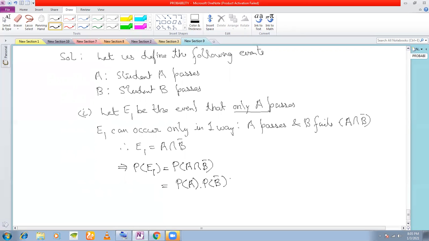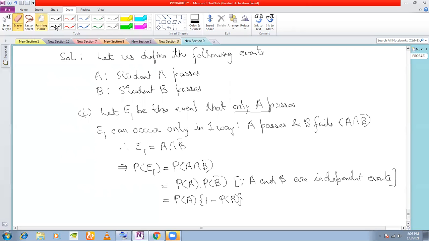Why? Because A and B are independent events. Why are A and B independent events? Because see, student A, student B, you and Amir, whether you pass or fail, you are independent, right? Amir passes does not mean you will pass, right? So A and B are independent events. That is why I can write P(A intersection B bar) is equal to P(A) into P(B bar). So this is P(A) into 1 minus P(B).